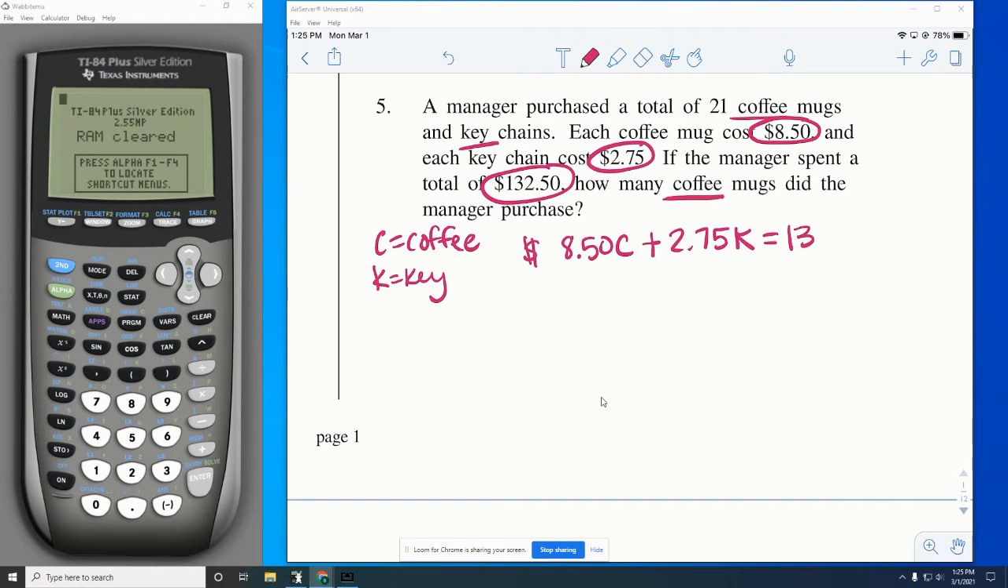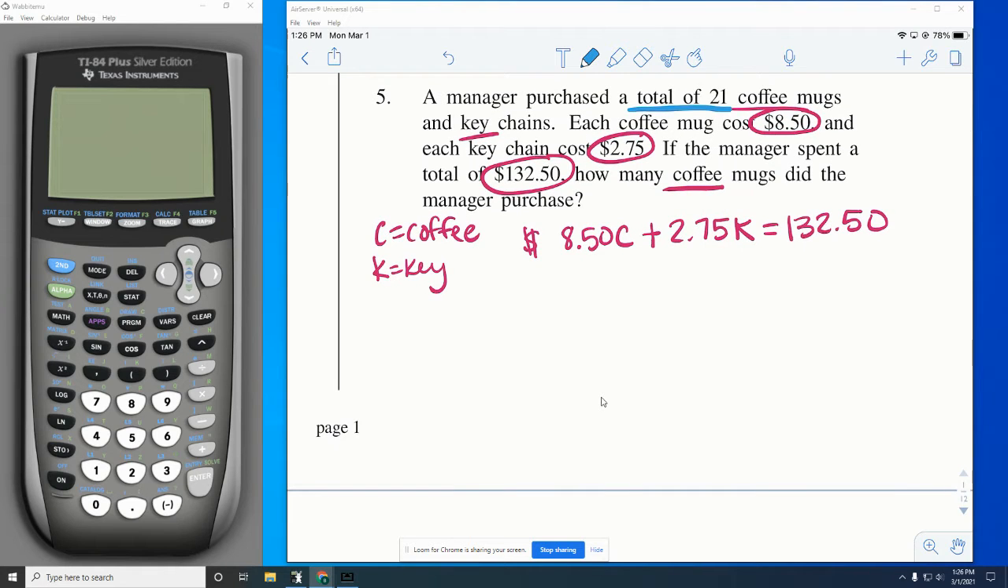And my total money, money plus money equals total money, is $132.50. Now, if I've used those numbers, I can't use them again. So I need to be looking for what other number I have not used. The only other thing I haven't used is a total of 21. Totals go on the outside, and it tells us there was a total of 21 coffee mugs. We don't know how many, which is why we use the letter C, and keychains. We don't know how many, which is why we use the letter K.